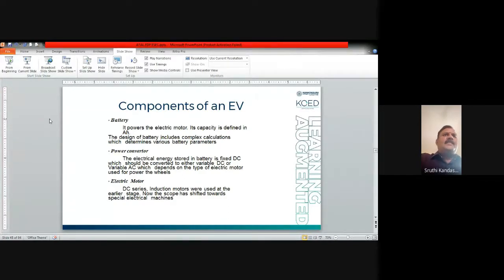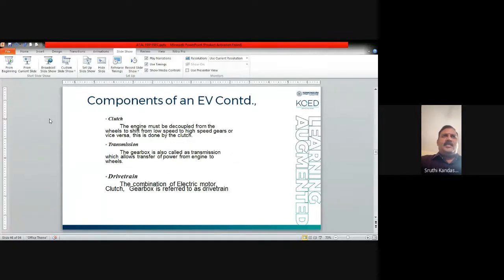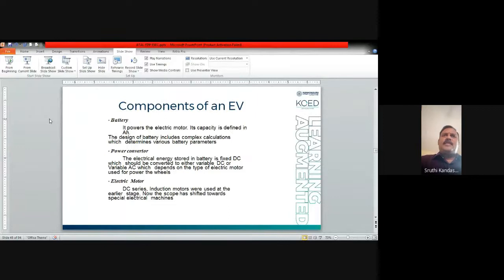So the battery gives the supply to the electric motor. Its capacity is defined in ampere hours. The design of a battery includes complex calculations which determine various battery parameters.